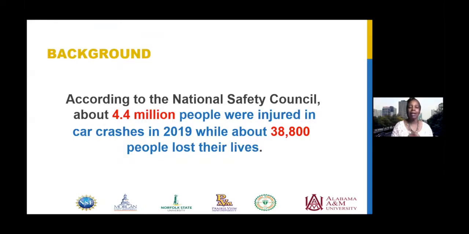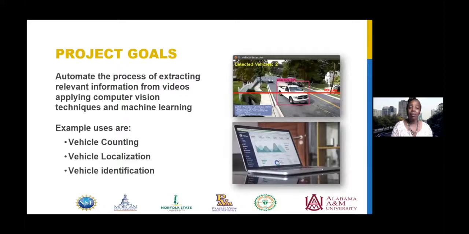According to the National Safety Council, about 4.4 million people were injured in car crashes in 2019, while about 38,800 people lost their lives. Wow, did you hear that? 38,800 people lost their lives. The Traffic Video Analytics Project strives to build a model that will extract data that could be used to inform traffic protocols and laws. For our model, we use the techniques of computer vision and machine learning. While there are many uses for this type of model and data, a few include vehicle counting, localization, and identification.